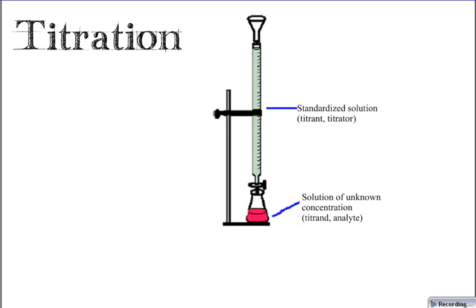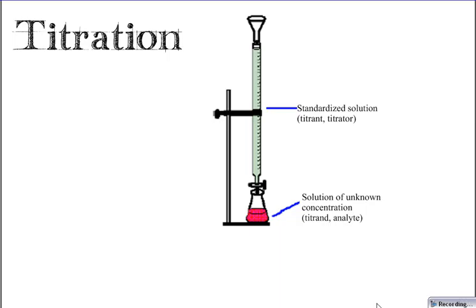In chemistry, it's particularly useful for determining the pH of an unknown solution, or determining the concentration of an unknown acid or base. And this is actually the subject of our next lab. We'll first start by creating a standardized solution, and then we will determine the concentration of an unknown acid using a standardized solution of sodium hydroxide.